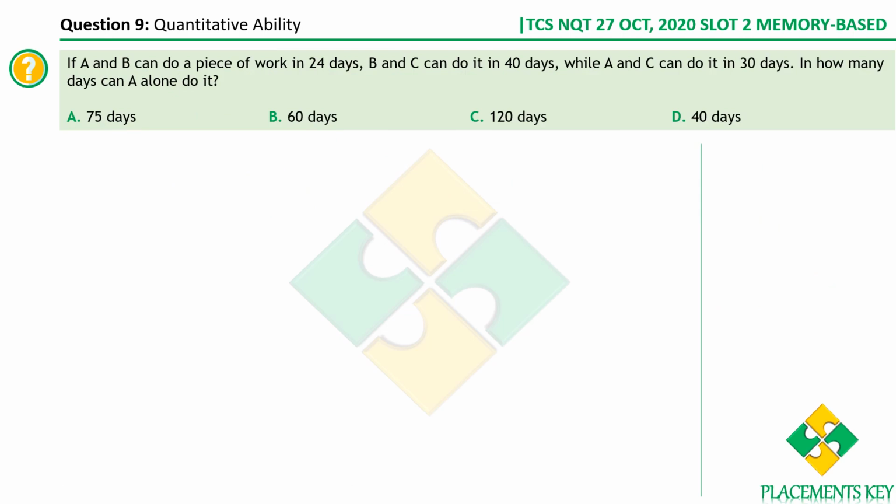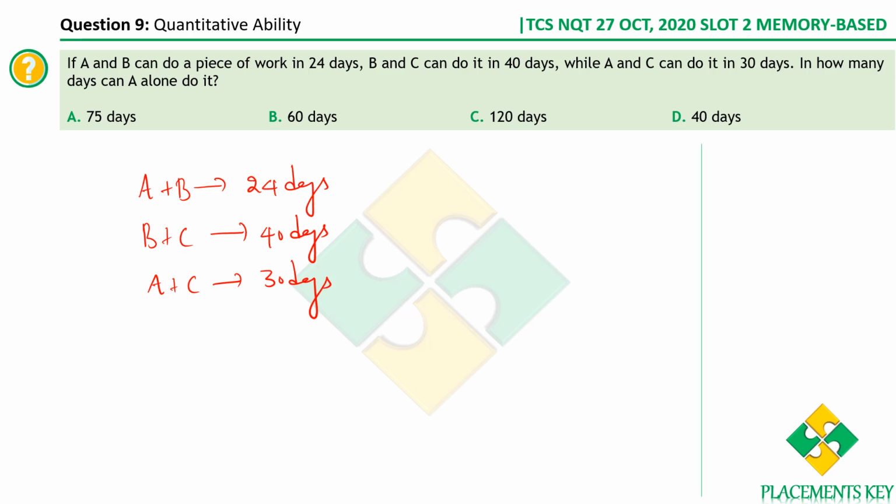Fine. So A and B can do a piece of work in 24 days. B and C can do the same work in 40 days, while A and C can do the same work in 30 days. In how many days can A alone do it? So we are told that A and B can do the work in 24 days, and then B and C can do the work in 40 days, and then A and C can do the same work in 30 days.